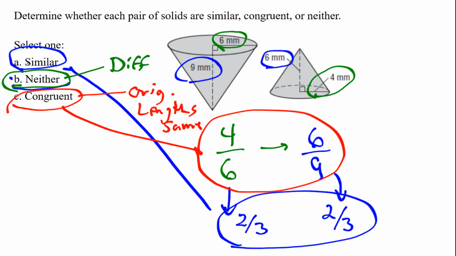Now, a little bit of thought for you. Are congruent objects similar? The answer would be yes, because they have a 1-to-1 ratio. Are all similar objects congruent? The answer is no, because they can be different sizes. Congruent objects are similar. They just have a 1-to-1 ratio. But similar objects are not always congruent because they can be different sizes.